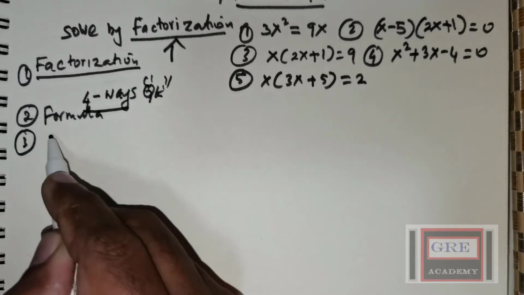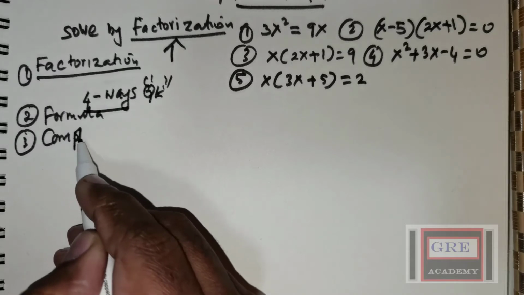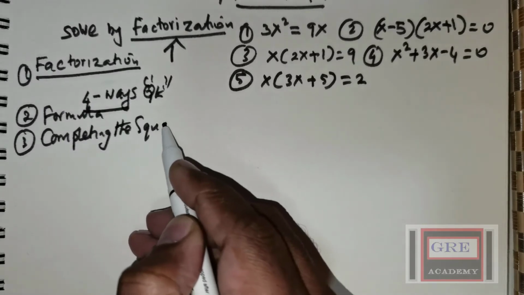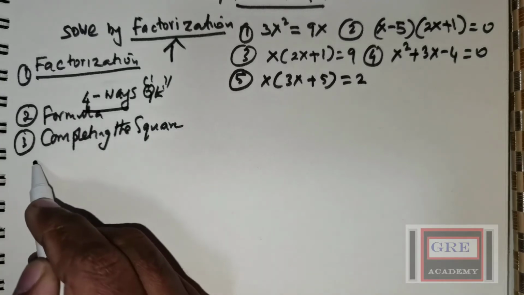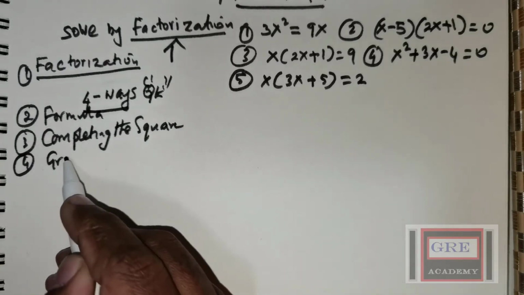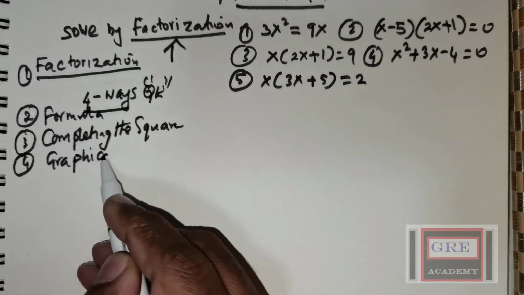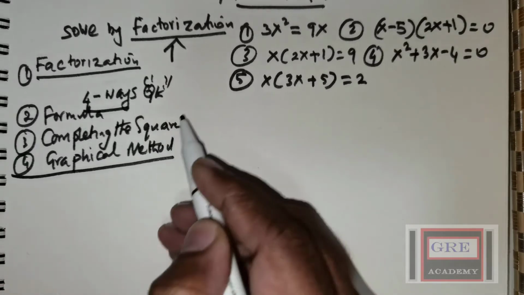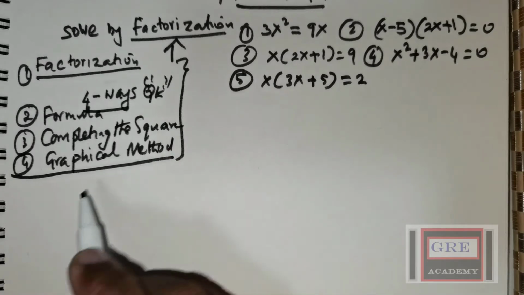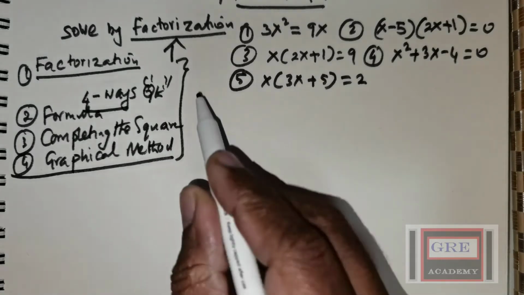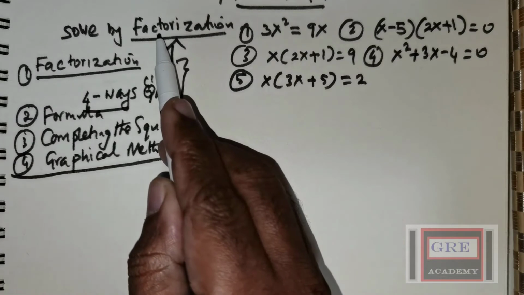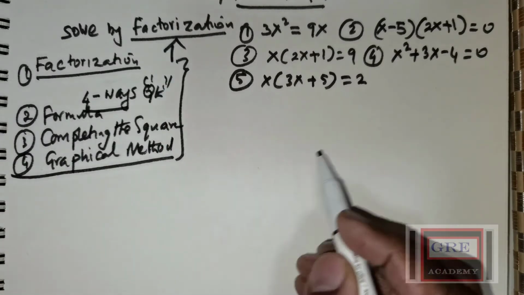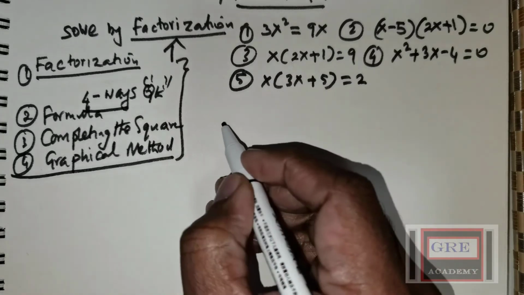The third way is called completing the square. Now the fourth way is graphical method. By graphical method, you can solve a quadratic equation. But in this class, we will use the technique provided by factorization to solve these quadratic equations. So let us get going.